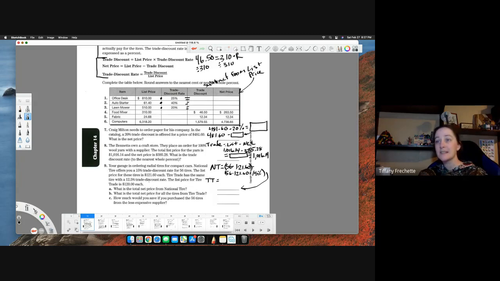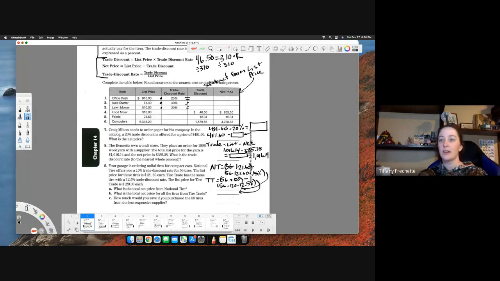We're going to do the exact same thing for Tire Trade, except now it's going to be 56 times 120, and then minus 56 times 120 times, instead of 15%, they only give a 12.5%. So they cost a little less, but they give a smaller discount also. So that'll give you the answer for the second part here.